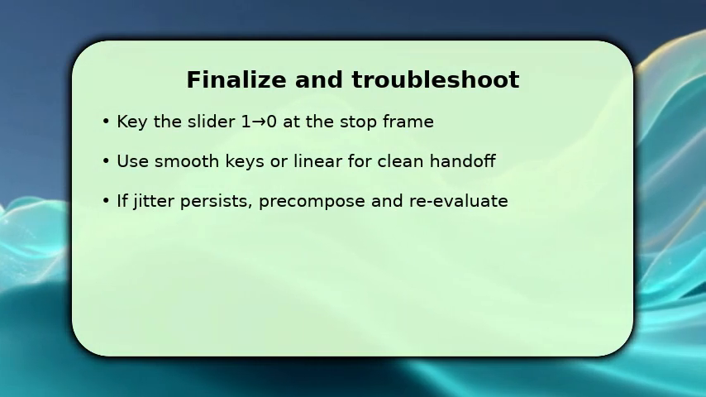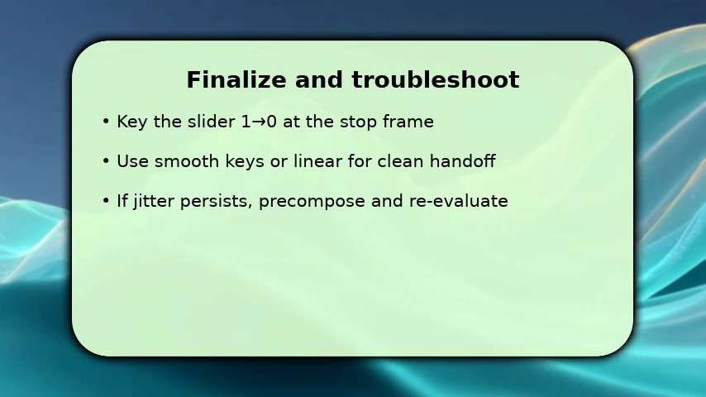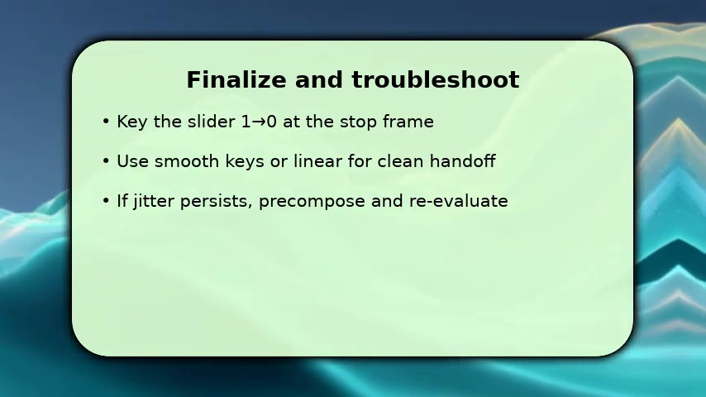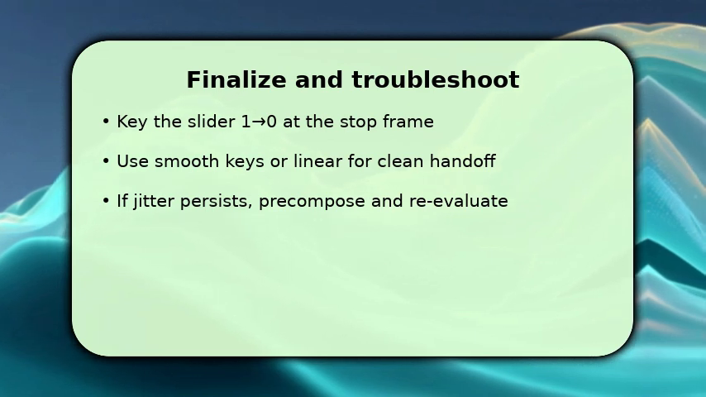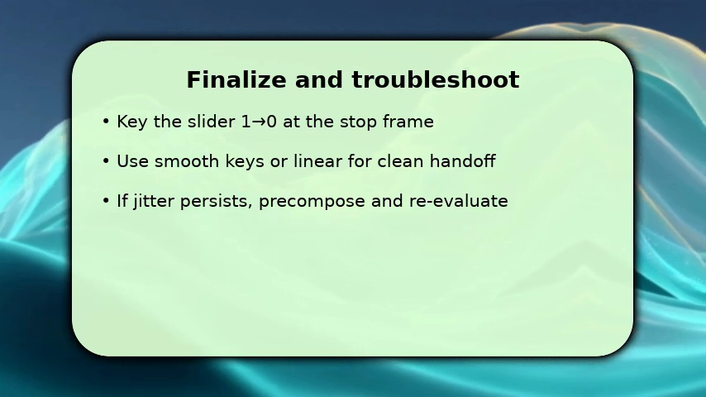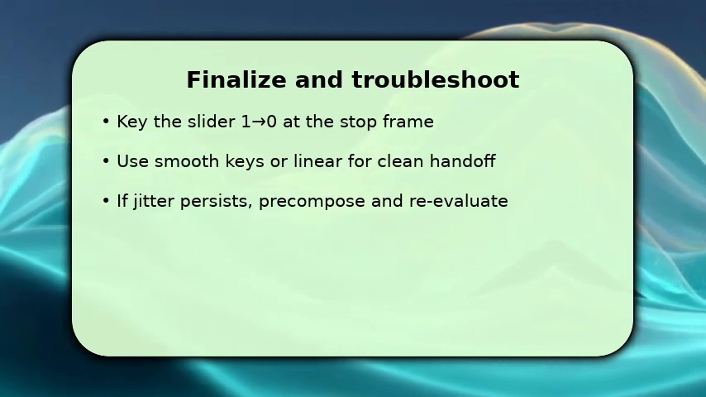Finish by keyframing the Wiggle On slider from 1 to 0 at the exact frame you want motion to stop. Once done, ease those keys or keep them stepped depending on whether you want a sudden freeze or a smooth settle. Make sure any nested precomps don't reapply Wiggle elsewhere.